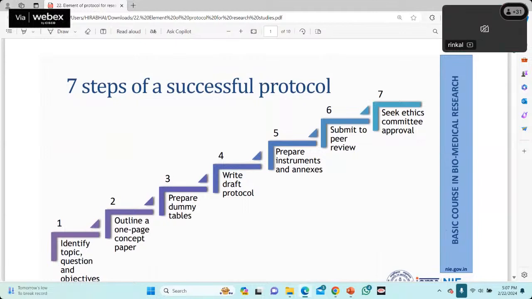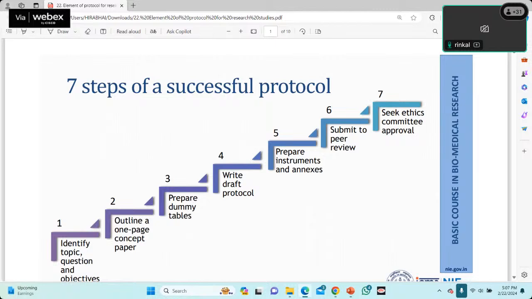After that, you have to go for preparing a concept paper. What you will keep in mind when you are preparing a concept paper is that once you prepare it, the word used in English is sleep over it. Means keep it with you for 2 hours, 3 hours, 4 hours, 5 hours, and then again read it. Do it 2-3 times, and then ask one of your colleagues to read it.